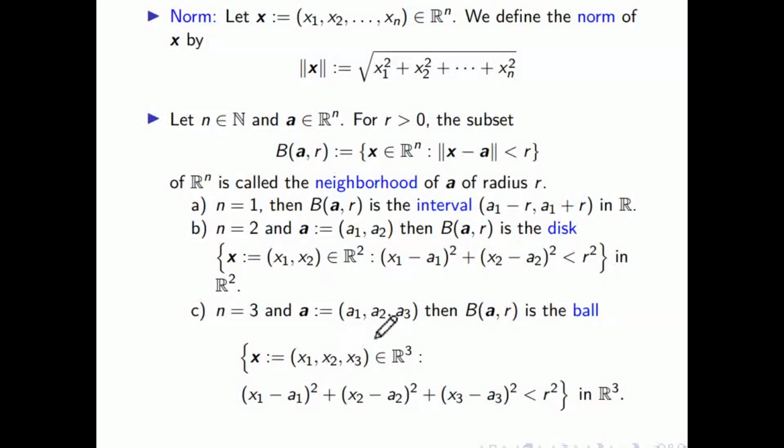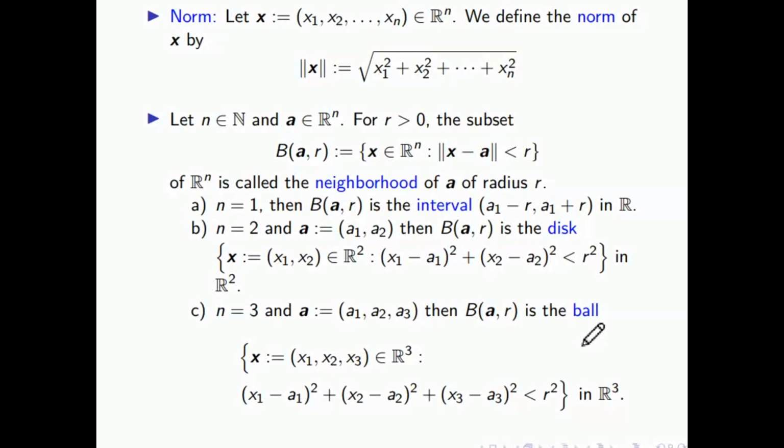So in R3, the center is a1, a2, a3. Similarly, if we are in Rn, this is the definition for Rn. Then we will call it the internal part of the sphere, so we'll call it a ball, and we'll read it like this: ball with center A and radius r. In R, this will become an interval. In R2, it will become a disk, and in R3, it will become a sphere.